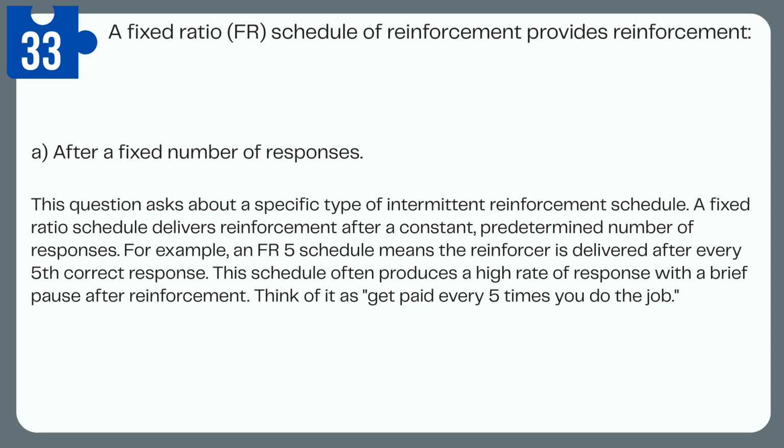Answer: A. After a fixed number of responses. This question asks about a specific type of intermittent reinforcement schedule. A fixed ratio schedule delivers reinforcement after a constant, predetermined number of responses. For example, an FR5 schedule means the reinforcer is delivered after every fifth correct response. This schedule often produces a high rate of response with a brief pause after reinforcement. Think of it as get paid every 5 times you do the job.